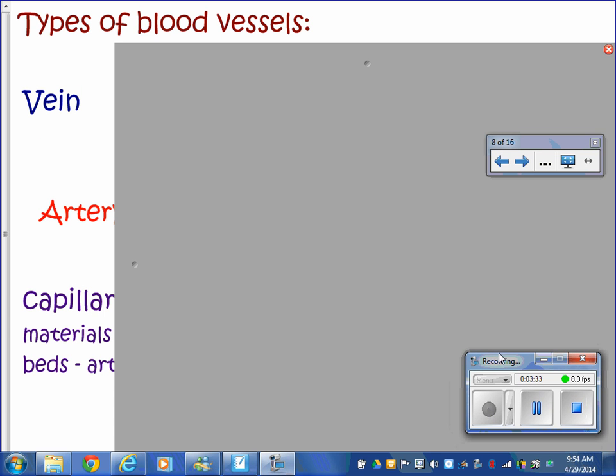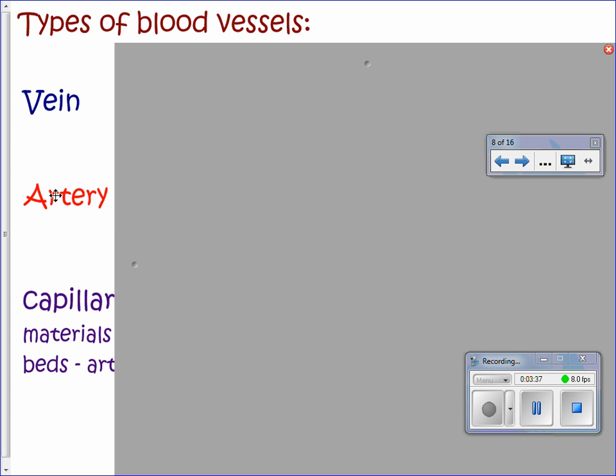So next, let's look at the types of blood vessels. We've got veins, arteries, and capillaries. Who can tell me about one of these? Veins, arteries, or capillaries? And this is something that people tend to get really mixed up, so I'll give you a couple ways to remember it. Veins, arteries, capillaries. What is one of them?